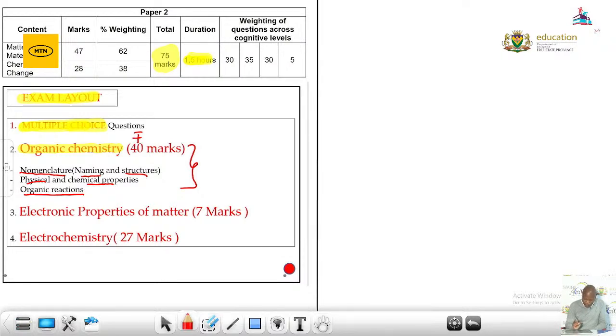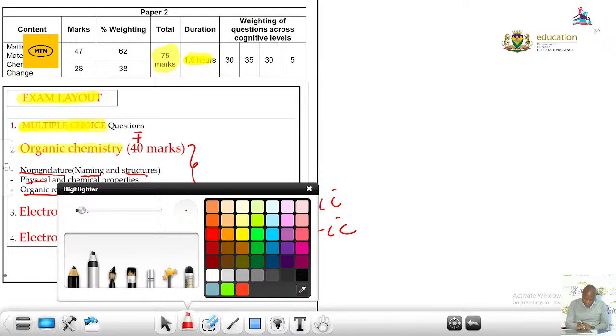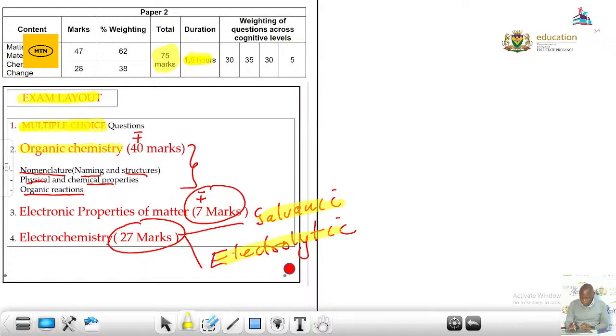And then we have electronic properties of matter. That will also be plus minus 7 marks, usually around 4 or 5, but the maximum will be 7 marks. We'll also get into that when we do individual topics. And then the other one is electrochemistry, of which, because it is done in term 3, a majority of us as learners, a majority of us as teachers, we don't necessarily teach it the best possible way we can, because here we have our galvanic cell and we also have our electrolytic cell. So for the purpose of emphasis, I decided to break everything into small parts to be in a position of explaining each and every key critical concept when we get into electrochemistry.